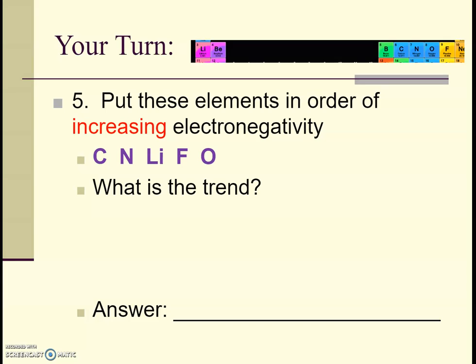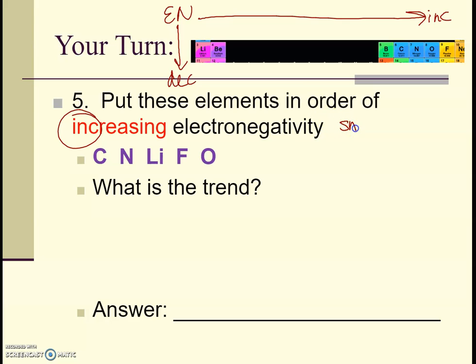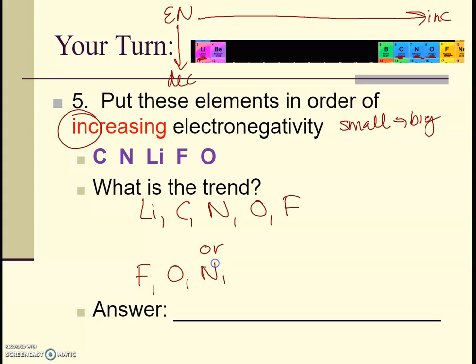All right, so put these elements in order of increasing electronegativity. Okay, electronegativity is going to decrease as you go down, and it's going to increase as you go across. And I want them in increasing order, which is small to big. So again, carbon, nitrogen, lithium, fluorine, oxygen. So, am I writing this from left to right or right to left?